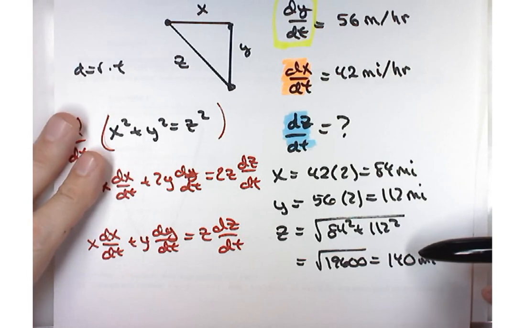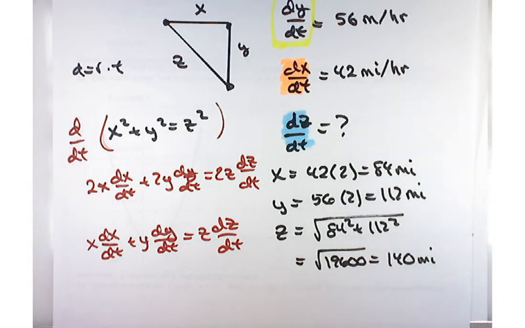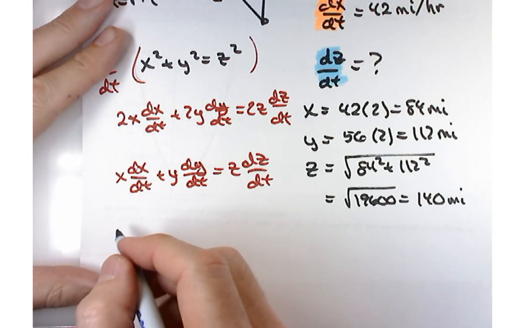One small double check on our work. Do you expect dz by dt to be positive or negative? I vote for positive. Yes, positive. Why positive? It's increasing. As these guys are driving farther west and south respectively, the distance is going to be getting bigger. So it should be positive. Let's see that it is.